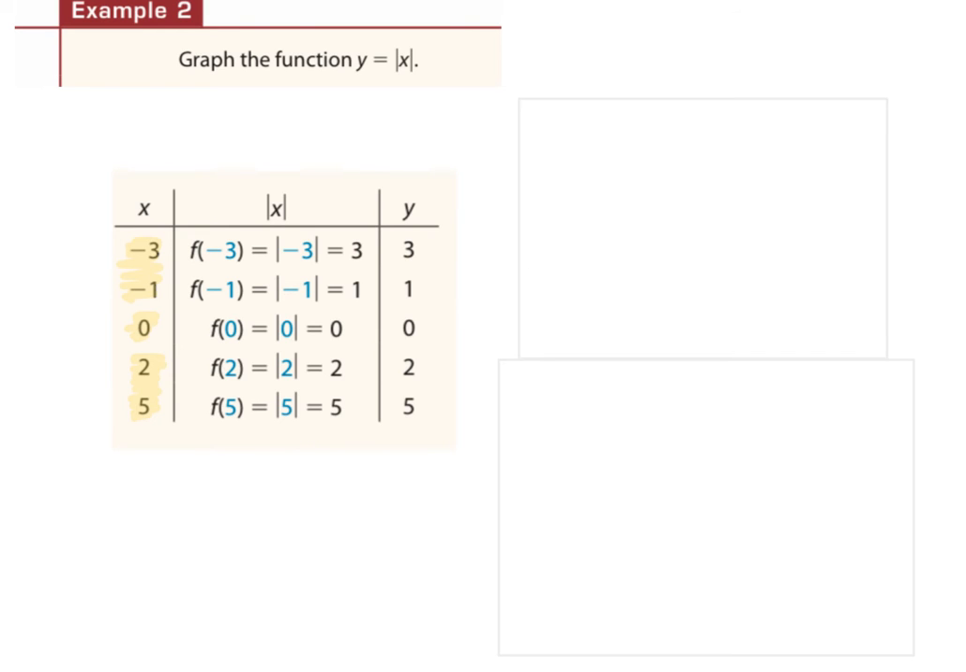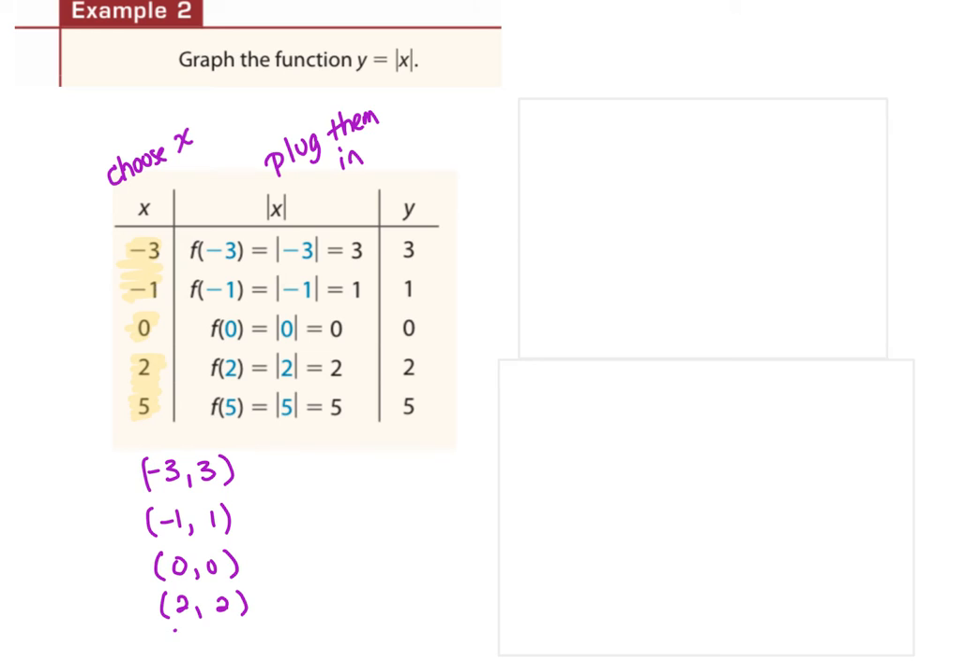Once you choose your numbers, so your first step here is to choose your x values that you're going to use, and then you're just going to plug them in. Plug them into the function that you've been given. -3, well, the absolute value of -3 is 3. And so that tells me that I have an ordered pair of -3, 3. Plug in a -1, I get 1. So -1, 1. Plug in a 0, I get 0. Plug in a 2, and then plug in a 5.